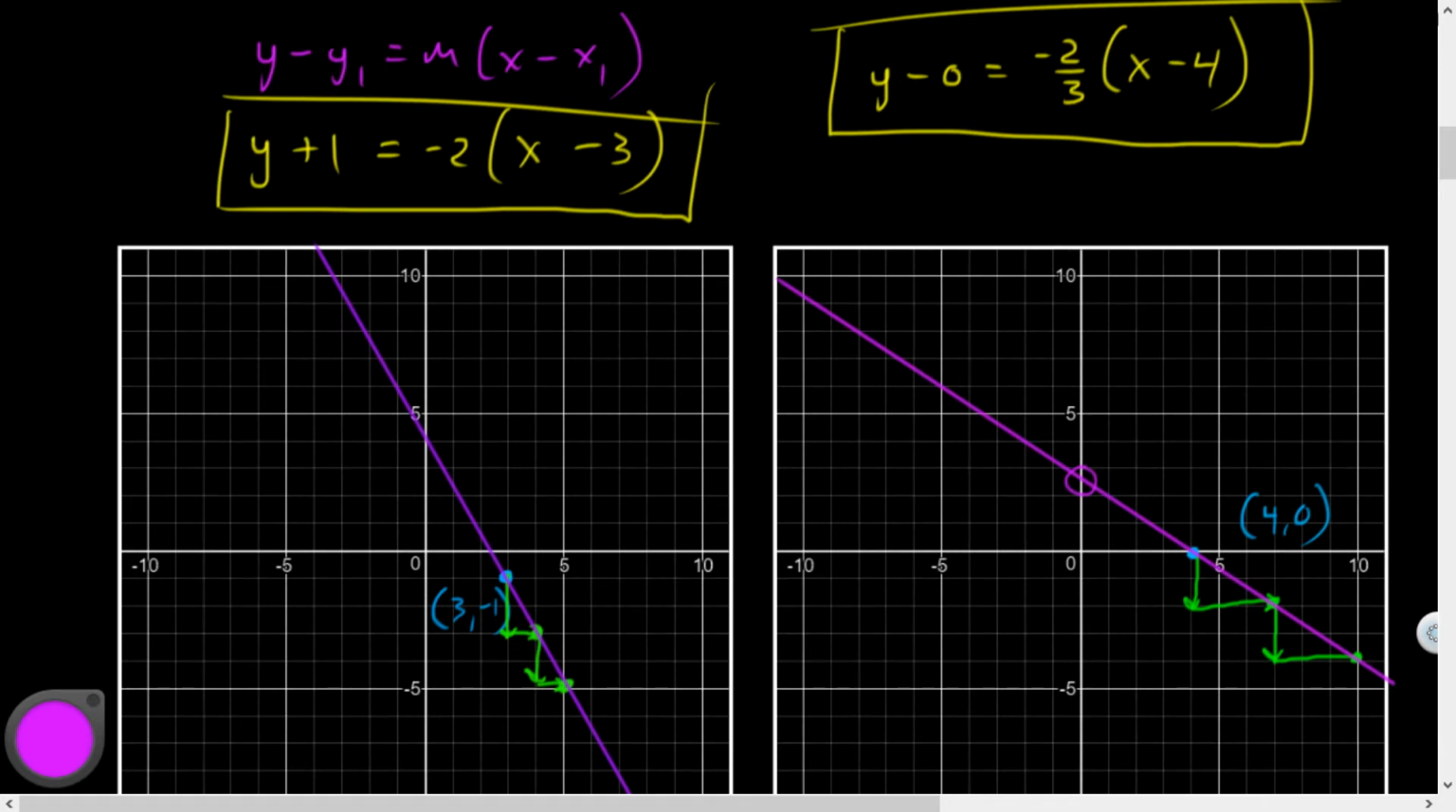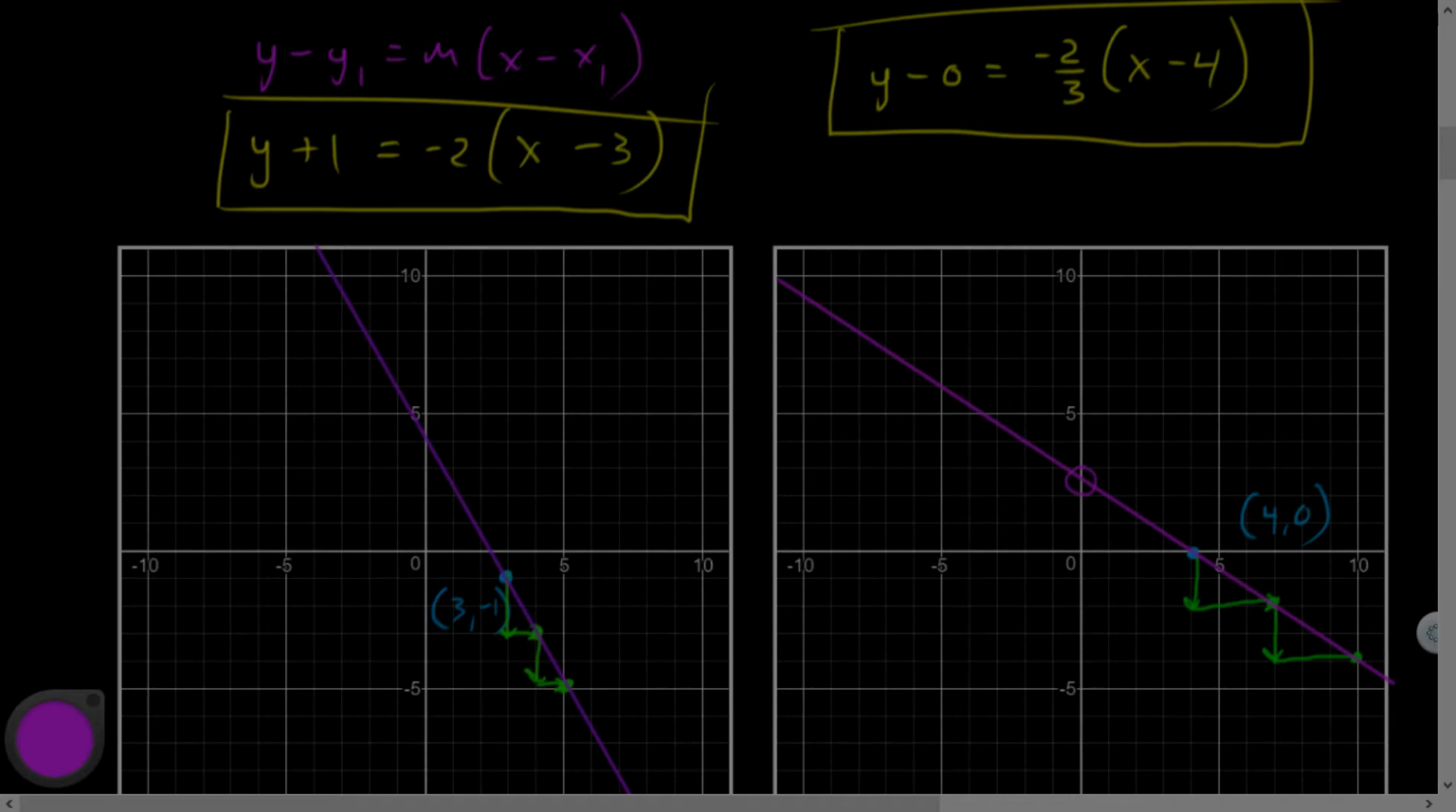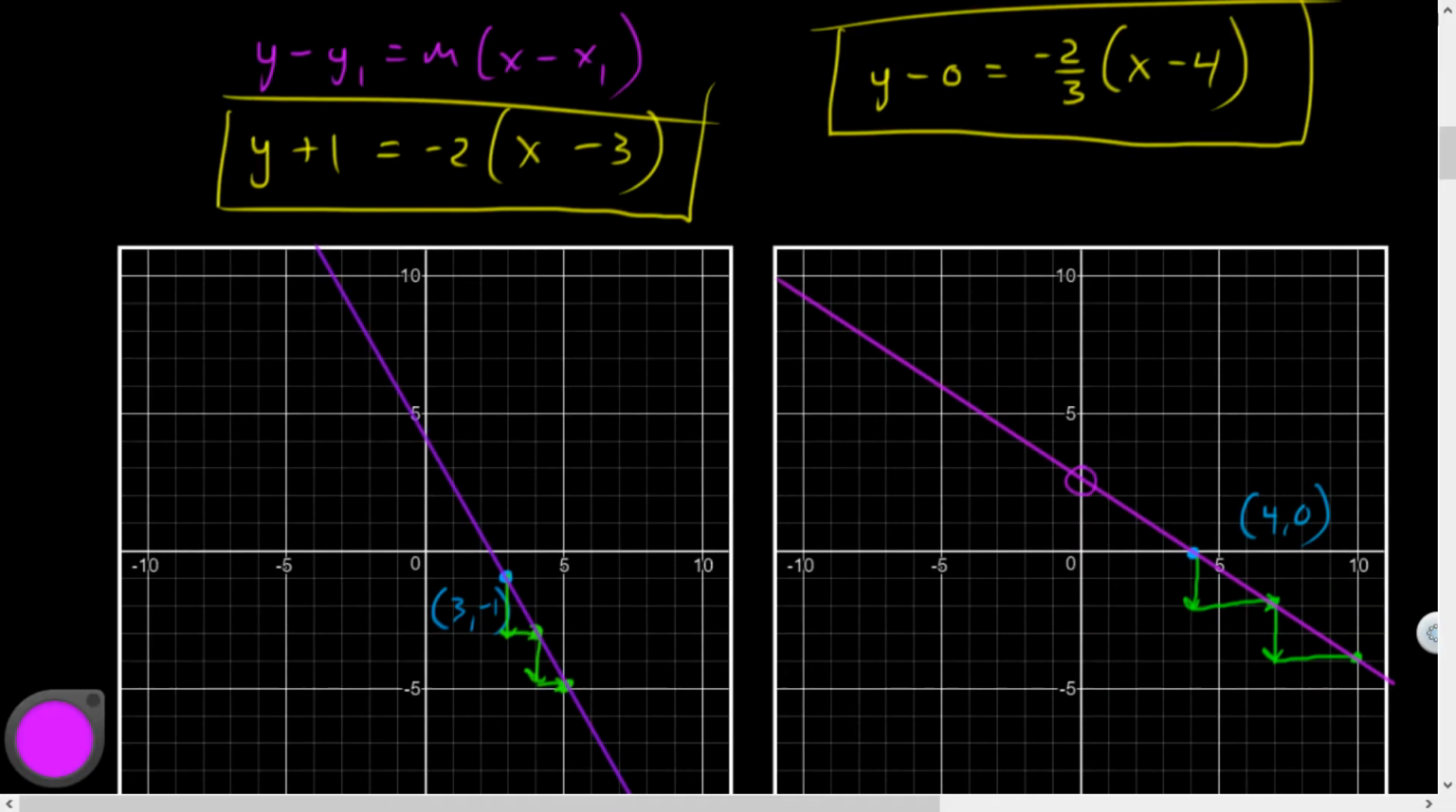I'm on the wrong notes here. Oh yeah, that's because I was looking for my coordinate plane in my other lesson plan.